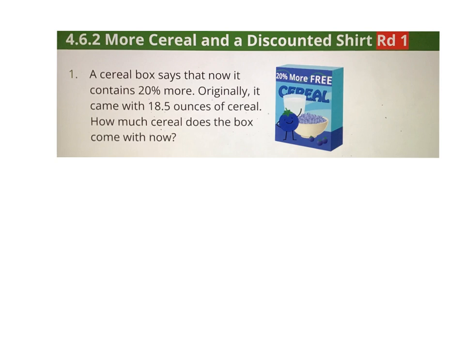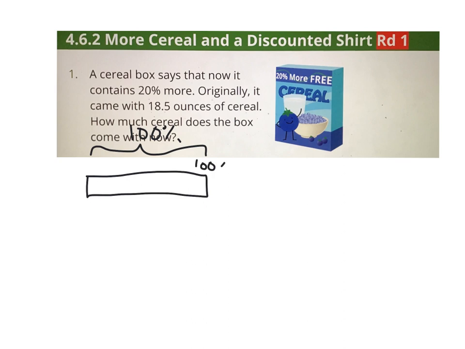All right. So, one way you could do it, very visual, you could use a double number line. And the double number line method is directly connected to the tape diagram method, and we'll show you how. Let's say this whole thing is 100%. Okay, the whole thing's 100%. Matter of fact, we're going to put 100% right there. That means that originally 100% was 18.5 ounces.